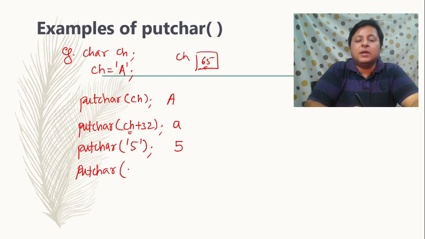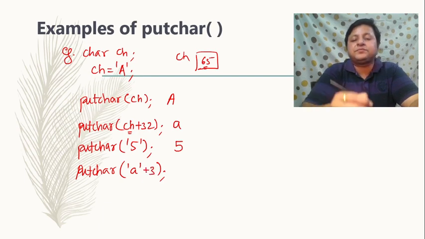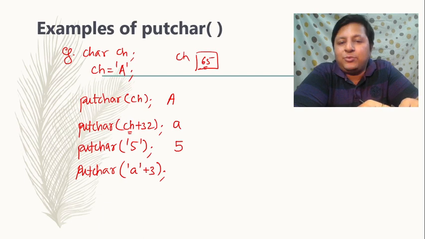Putchar in brackets, single quote A. I guess this shouldn't be difficult. It will print A as it is, because it is put in single quote. But suppose I have done this. Now what will be the output?